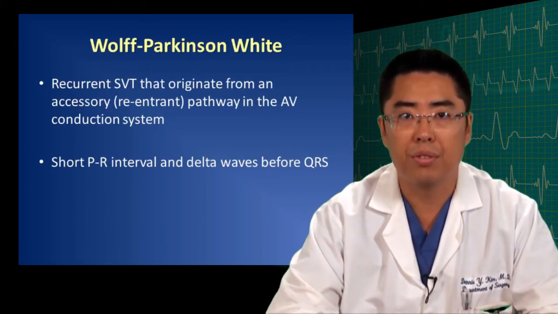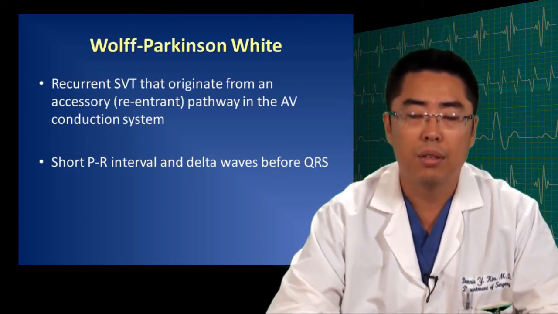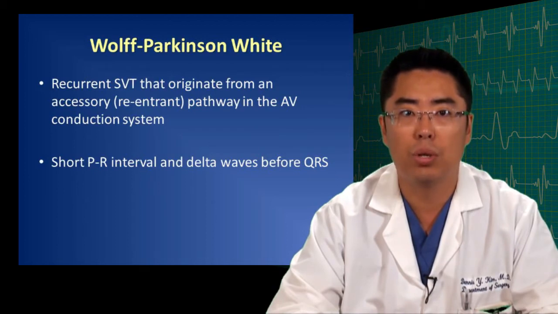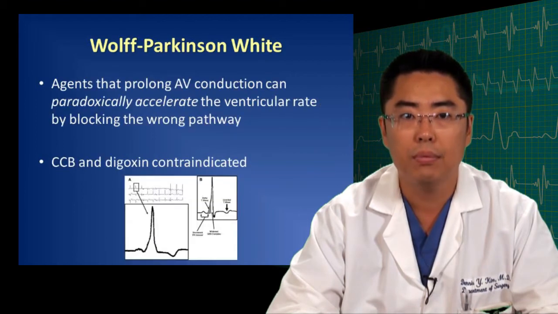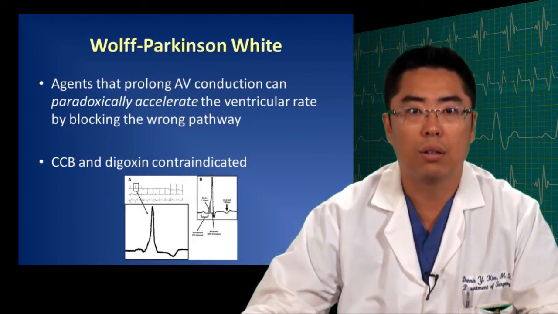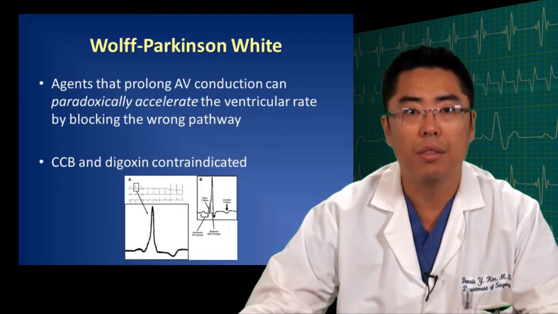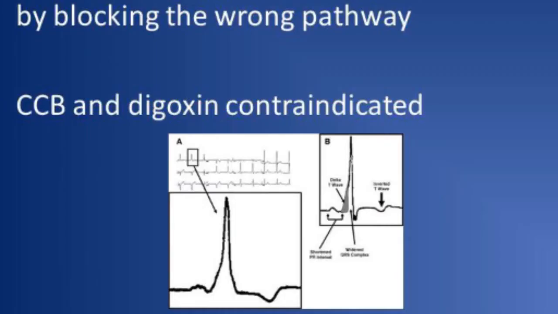We had mentioned Wolff-Parkinson White, and we'll just spend a little bit of time talking about this pre-excitation syndrome. This is a recurrent SVT that usually originates from an accessory reentrant pathway, also known as the bundle of Kent, usually along the AV conduction system. Wolff-Parkinson White is characterized by a few things on the EKG. Number 1, there is usually a short PR interval. Number 2, the presence of a delta wave. And number 3, a wide QRS complex.